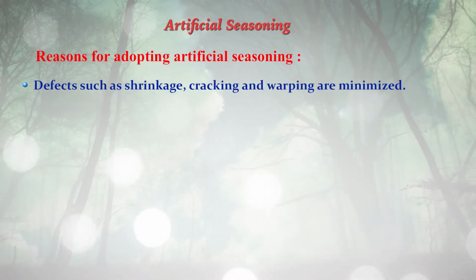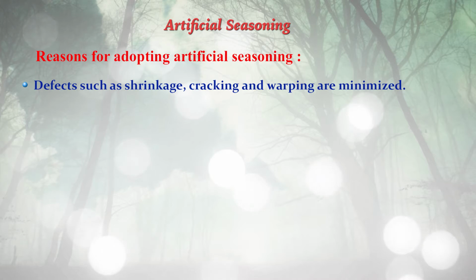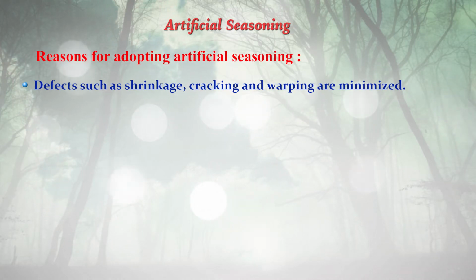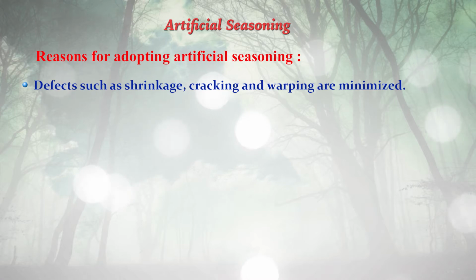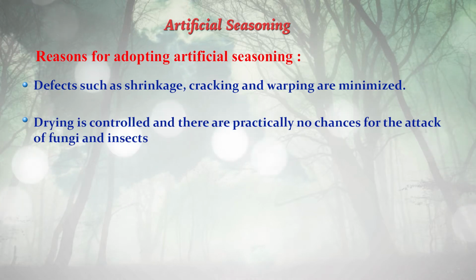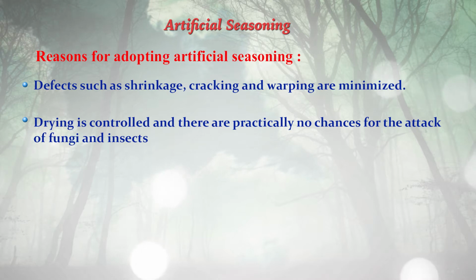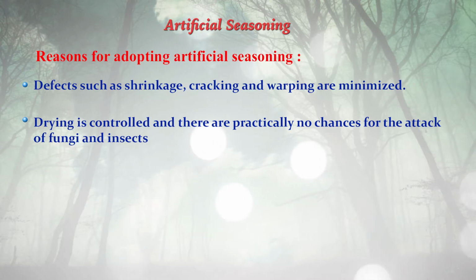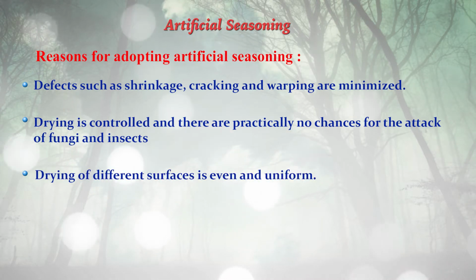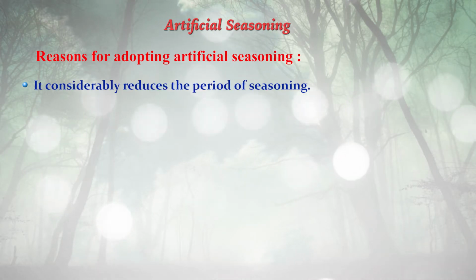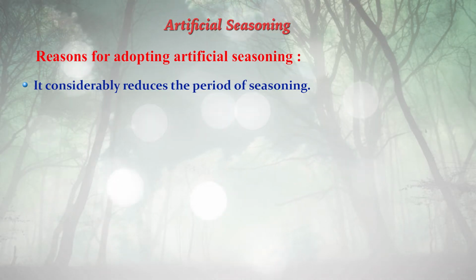So the reasons for adopting artificial seasoning are that defects such as shrinkage, cracking, warping, which may come in the natural seasoning, are minimized here in the artificial seasoning. Here drying is controlled and there are practically no chances of attack of fungi and insects. Drying of different surfaces is even and uniform. It considerably reduces the period of seasoning.